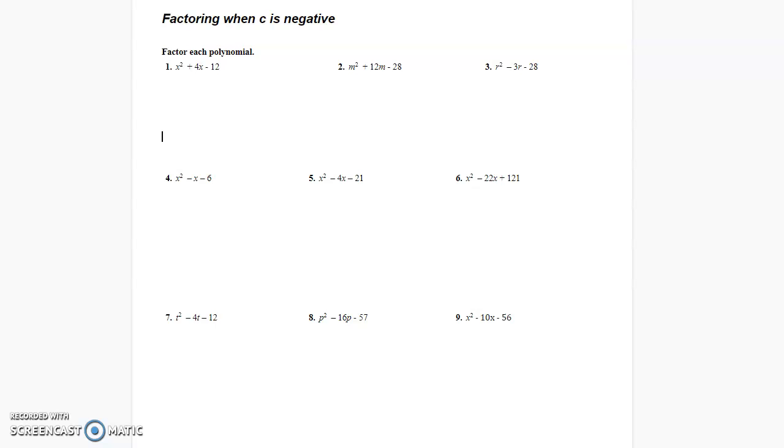Now, here's kind of a hint. If the number in the middle is positive, you want the bigger factor to be the positive one. What I mean by that is, the factors of negative 12 that add up to 4 are 6 and negative 2. If it was negative 4, it would be negative 6 and 2, because 6 plus negative 2 is 4.